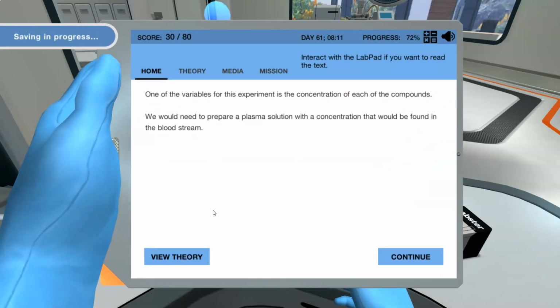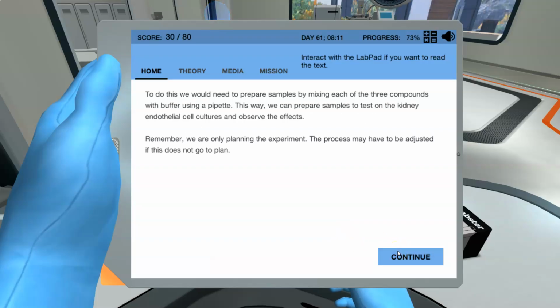One of the variables for this experiment is the concentration of each of the compounds. We would need to prepare a plasma solution with a concentration that would be found in the bloodstream. To do this, we would need to prepare samples by mixing each of the 3 compounds with buffer using a pipette. This way, we can prepare samples to test on the kidney endothelial cell cultures and observe the effects.